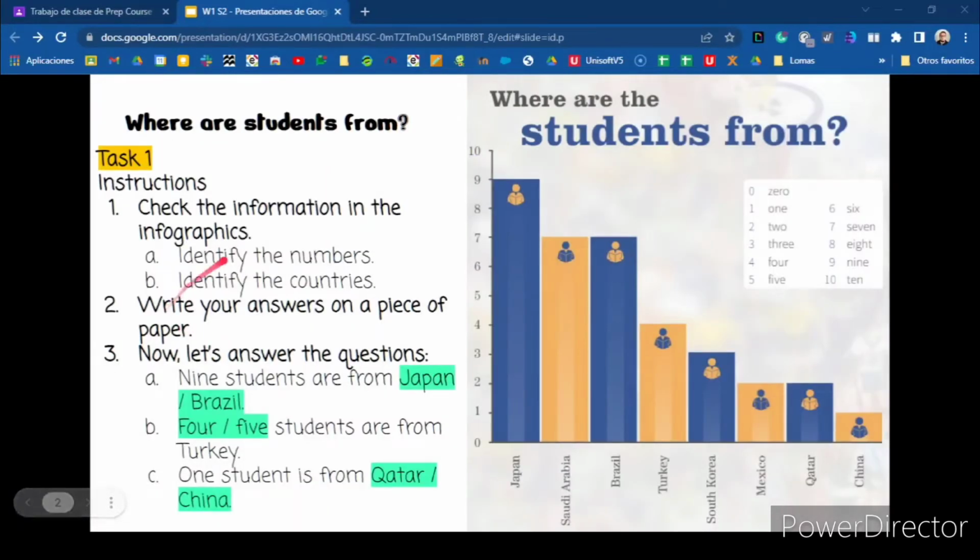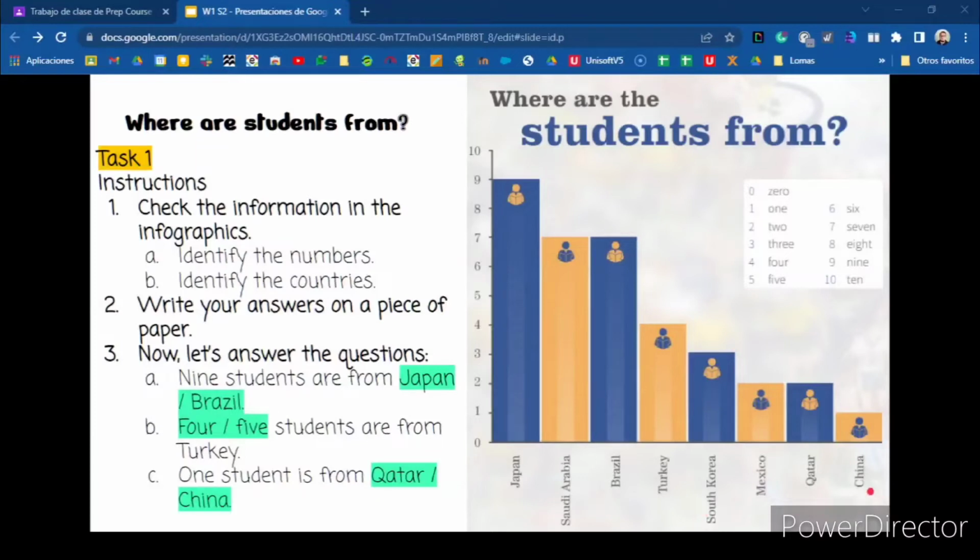So first of all, I need you to check this section, that is the infographics. And in the infographics, we are going to have the following. First, the numbers. Numbers are super important. Numbers are going to be needed in all this section, that is the left side of the infographic. Why do we need numbers? Because we need to check the bars. The bars are representing certain numbers. Then the next part, identify the countries.